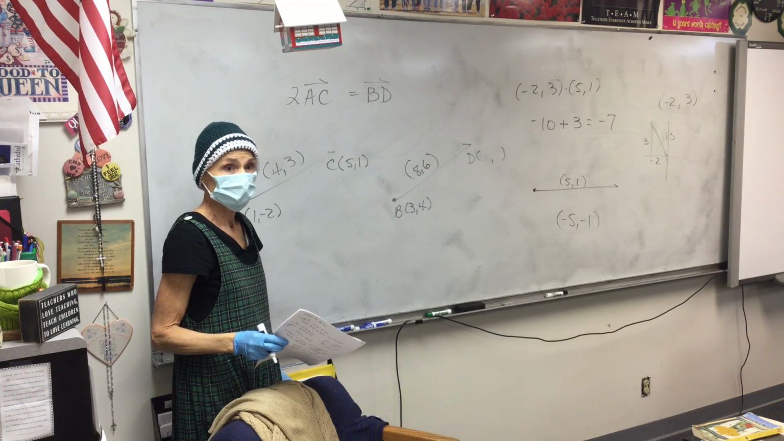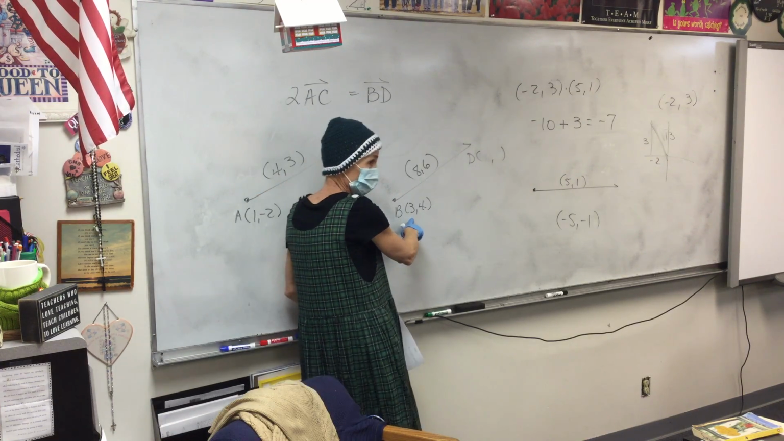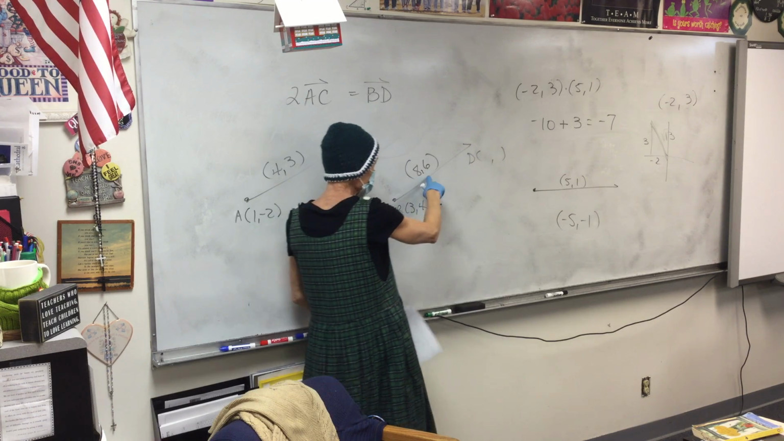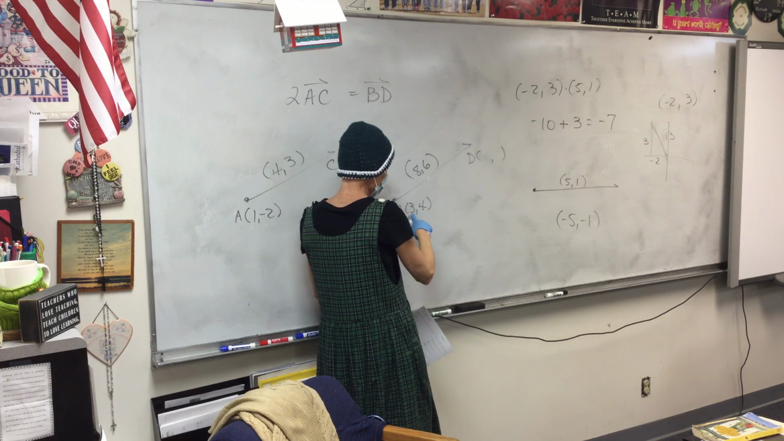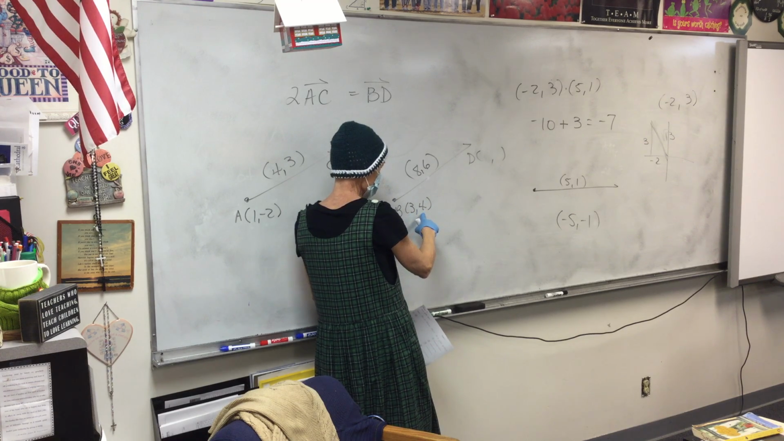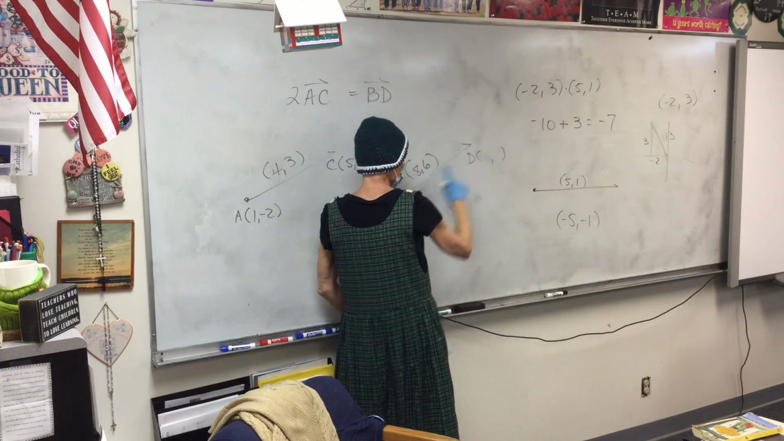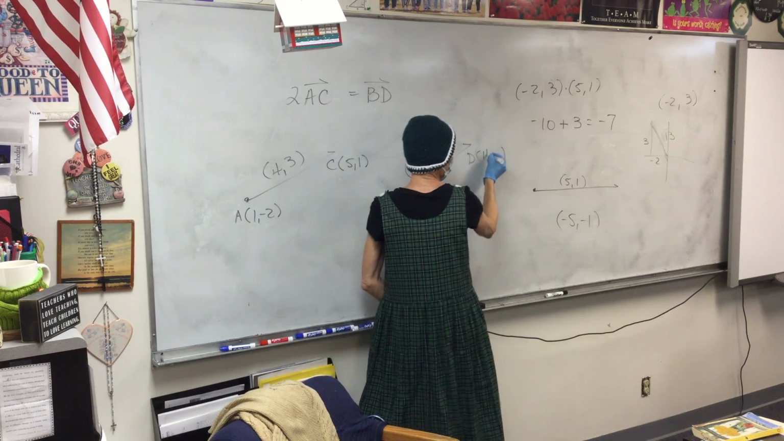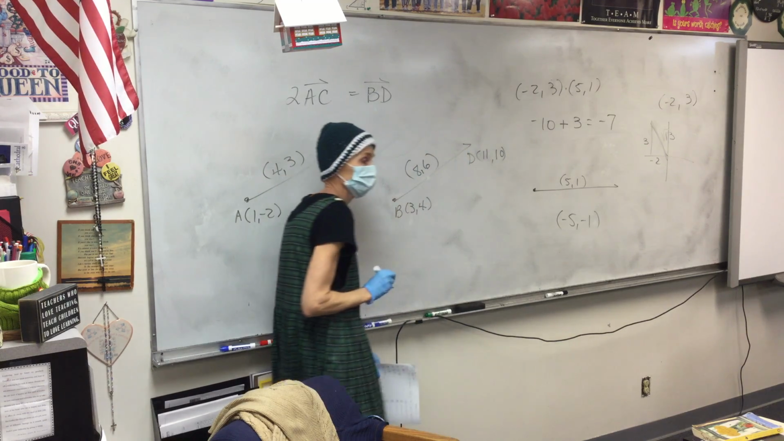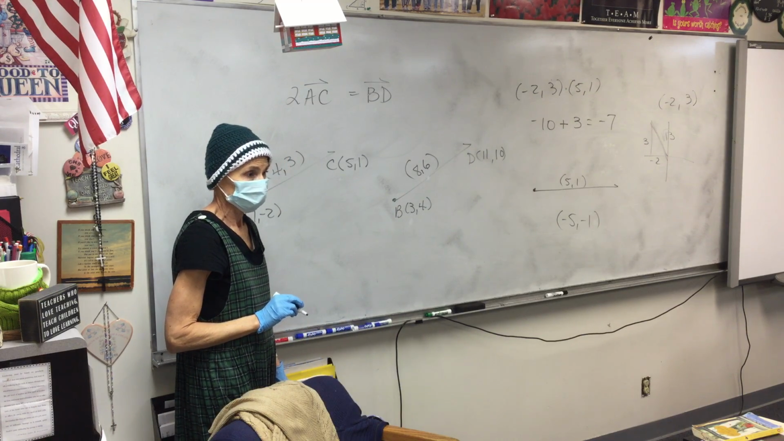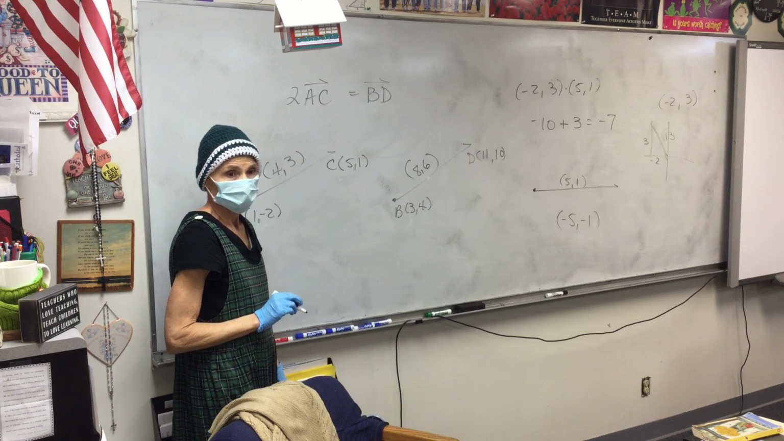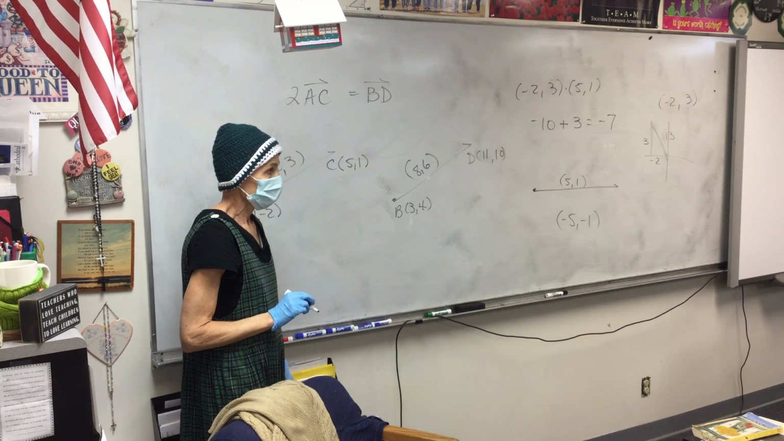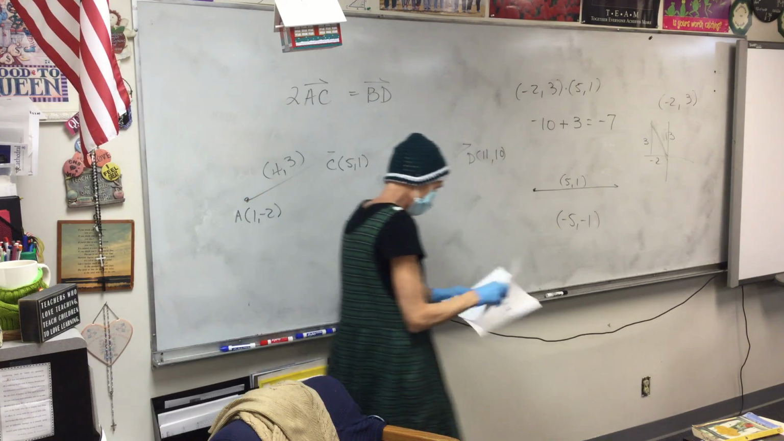Everybody agree? So we know our starting point, and we have to have the coordinates 8, 6. So if we start at 3, 4, where are we going to end so that the vector travels that distance right there? 11, 10. Perfect. Everybody okay with that? All right.